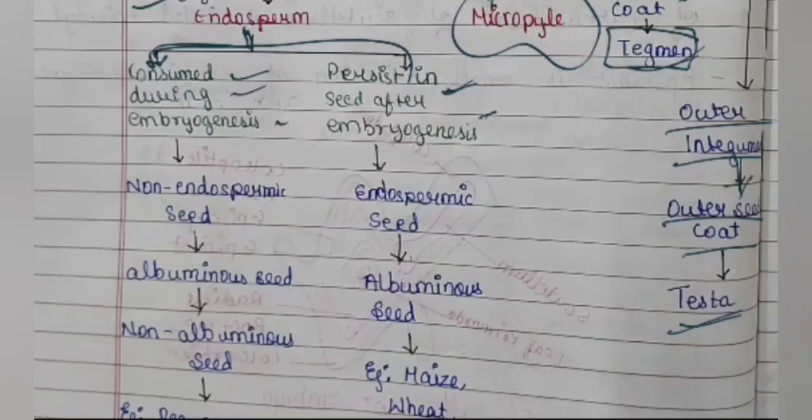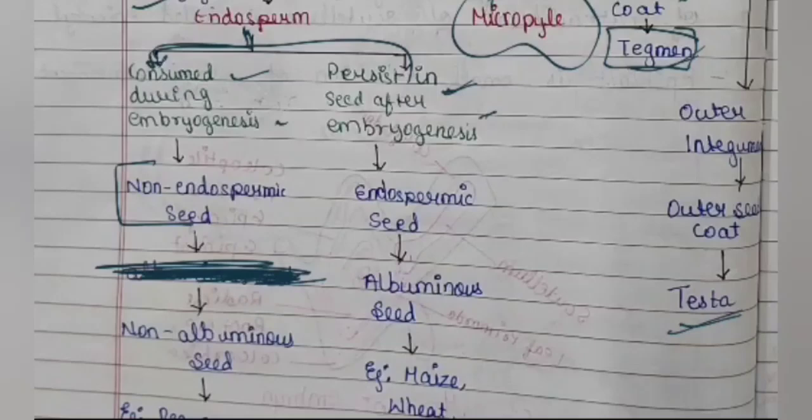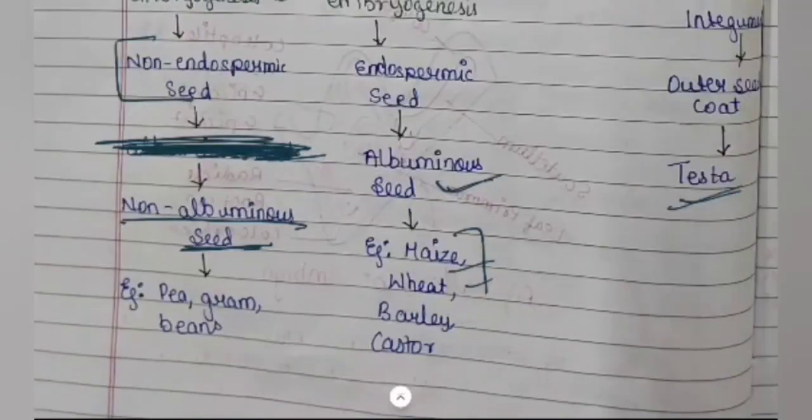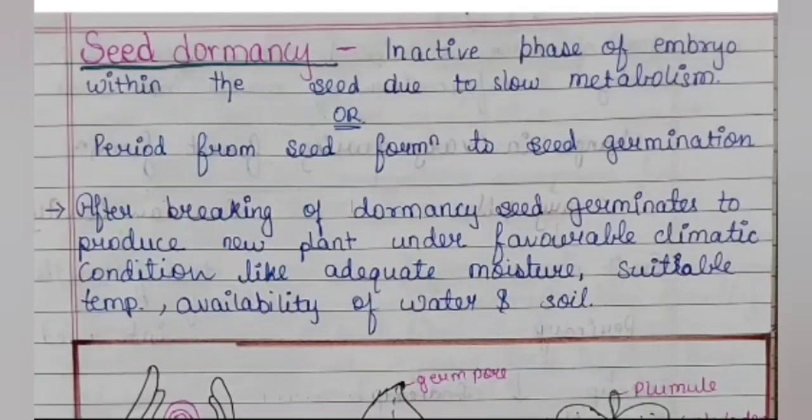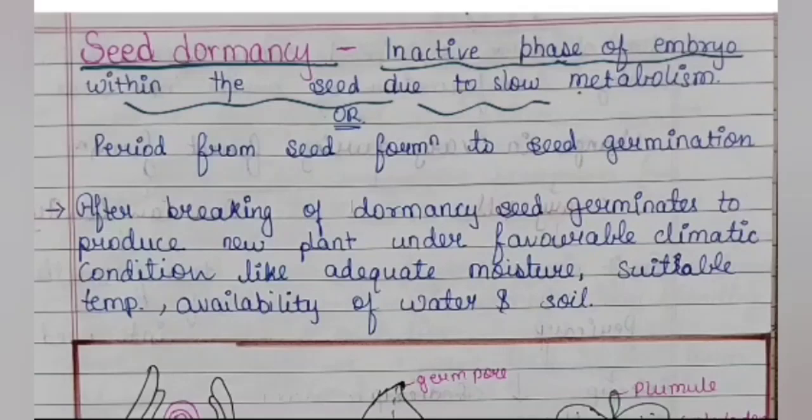Coming to endosperm, if endosperm is consumed completely, then those seeds are known as non-albuminous seeds, while if it persists in some of the seed, that seeds are known as albuminous seeds such as maize and wheat. Coming to seed dormancy, it is inactive phase of embryo within the seed due to slow metabolism, or we can also define it as period from seed formation to seed germination.